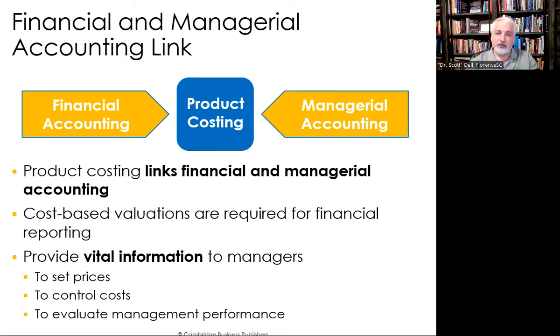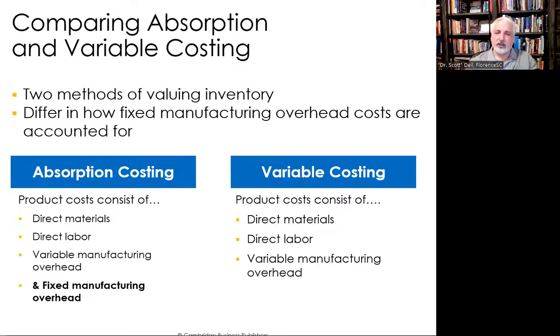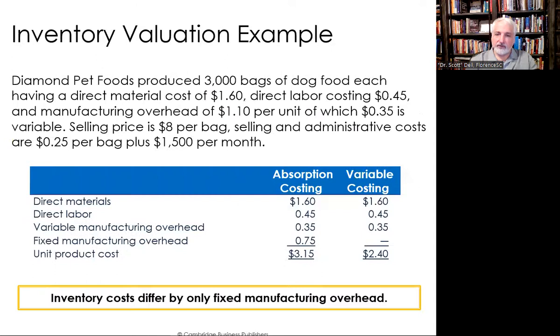So the information helps managers set prices, control costs, and evaluate performance. So that's what we're doing here. But there are two major categories of costing. There's variable costing, which is direct materials, direct labor, and variable overhead. And there's absorption costing, which absorbs more costs, which adds fixed manufacturing overhead to the mix. So this is going to give you a little bit more, I'll say, accurate data, but it's also going to potentially inflate some of the inventory valuations if we use this as part of our financial system.